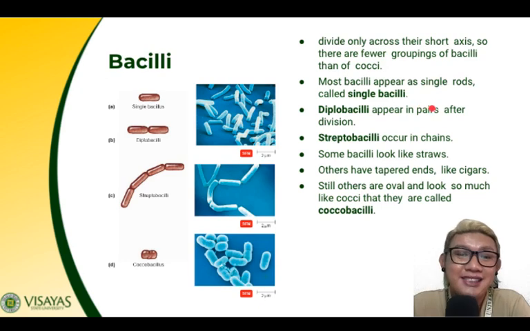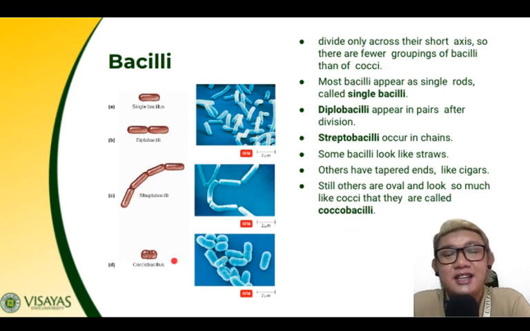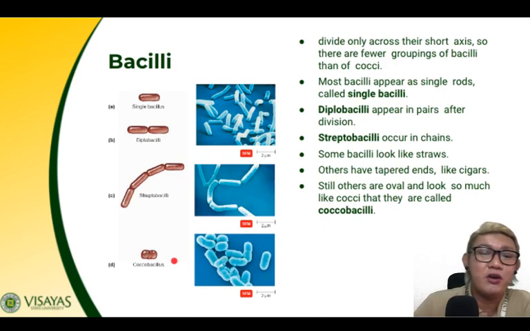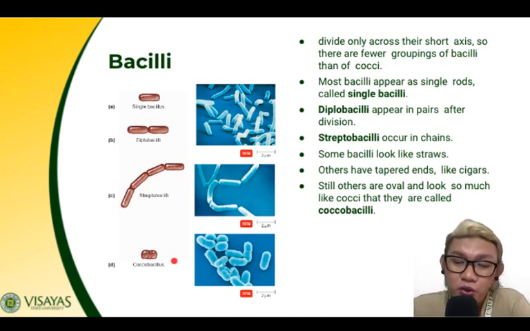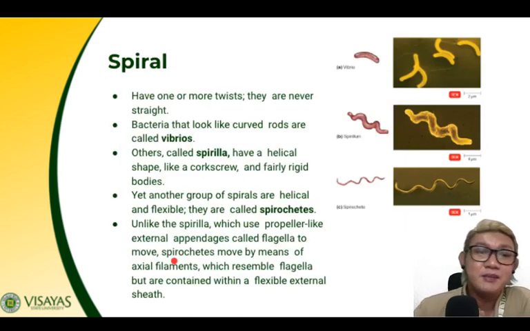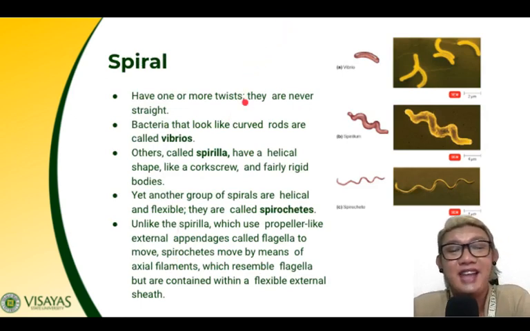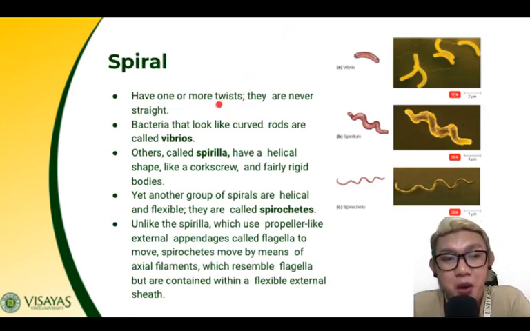Most bacilli appear as single rods called single bacilli. Diplobacilli, on the other hand, appear in pairs after division. And streptobacilli are those that are found in chains. Others have tapered ends like cigars. Still others have an oval look, and some look so much like cocci that they are called coccobacillus. Spirals have one or more twists. They are never straight.